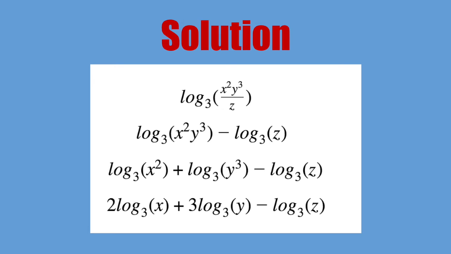So to expand this logarithm, you'll have to start with the quotient rule since it's division. So since it's division, it will be separated with a negative sign. So now it will be log base 3 of x squared y cubed minus log base 3 of c. And then since x is being multiplied by y, you would use the product rule to separate that. So log base 3 of x squared plus log base 3 of y cubed minus log base 3 of c. And since they are exponents, we can use the power rule to bring them down. So you would bring down the 2 and the 3. So your final solution would be 2 log base 3 of x plus 3 log base 3 of y minus log base 3 of c.